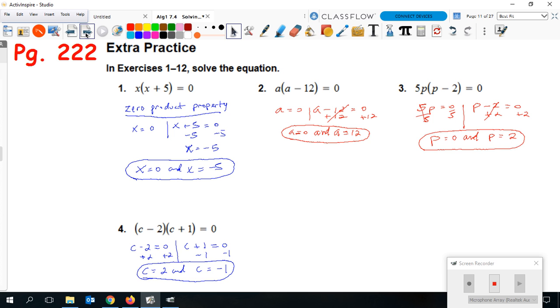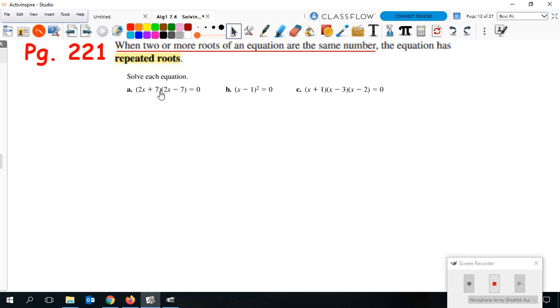All right, let's move on to looking at this next part there on 221 back on your vocabulary. Another vocabulary word is repeated roots. So remember, the roots word just means solutions. So we're talking about repeated solutions. Solutions that are the same number but more than once. So if we were to look right here, no, you don't need to write these examples down, but what you do want to write is for repeated roots. Write this down for the vocabulary. It's when 2 or more roots or solutions of an equation are the same number.